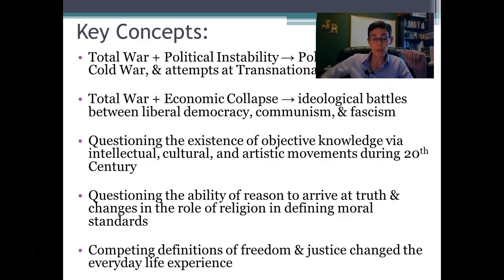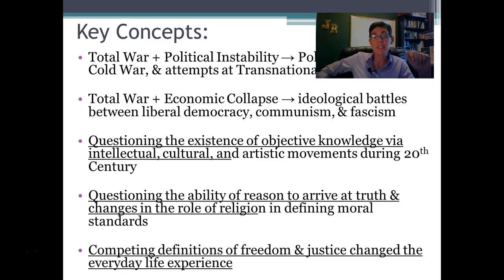So in the first few video lessons, we talked about the first 2 bullets. Now we're going to be discussing the last 3: questioning the existence of objective knowledge, the intellectual, cultural, and artistic movements during the 20th century, questioning the ability of reason to arrive at truth, and changes in the role of religion in determining or defining moral standards. And also competing definitions of freedom and justice that changed everyday life experiences of people and nations. So without further ado, here we go.